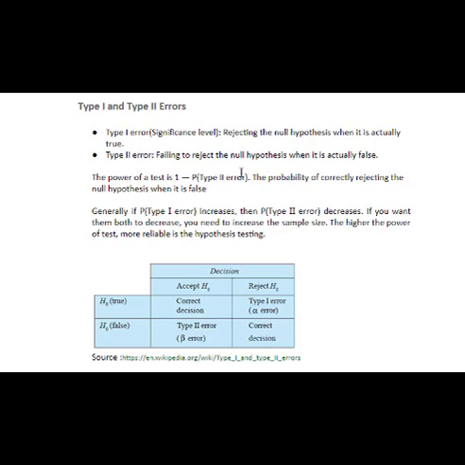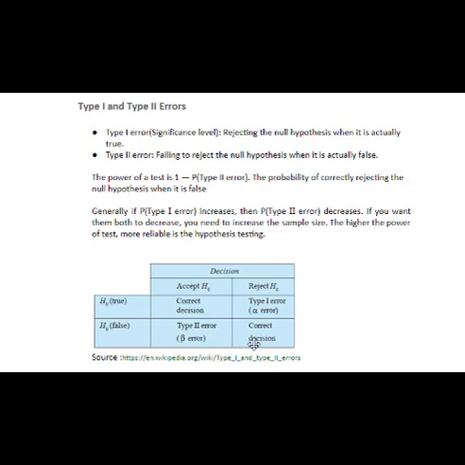Power of test is 1 minus type 2 error. This is the probability of correctly rejecting the null hypothesis when it's false. We have a table here. In this table, the columns at the top are accepting the null hypothesis and rejecting the null hypothesis, and the rows show whether the null hypothesis is actually true or actually false. The power of test falls in the bracket of this table where we are correctly rejecting the null hypothesis when it is actually false.